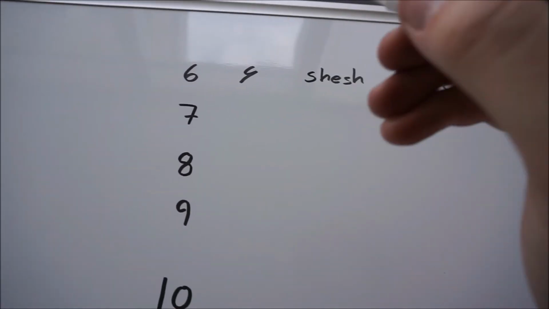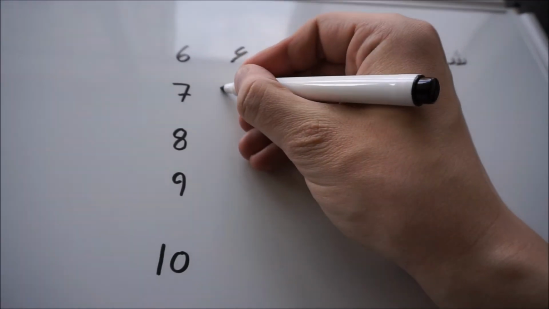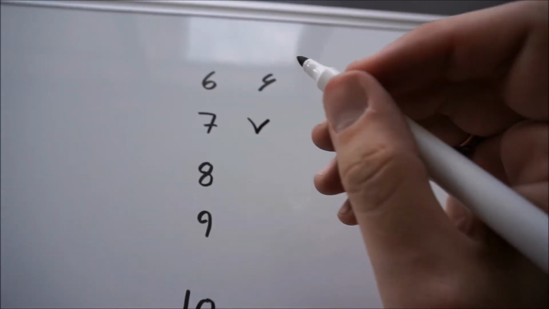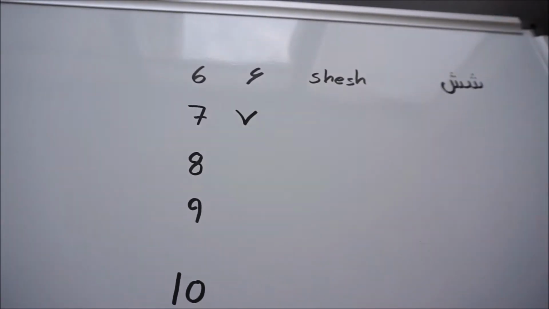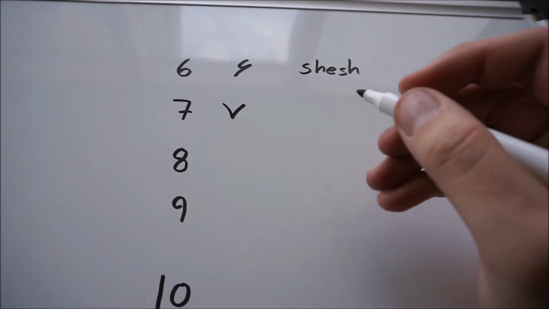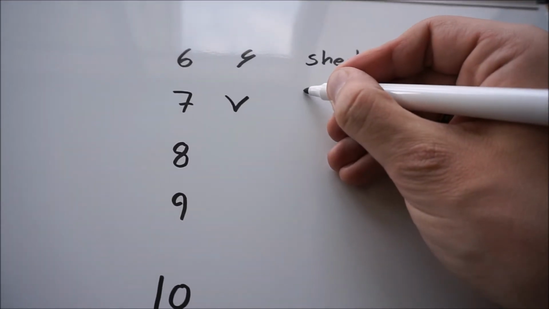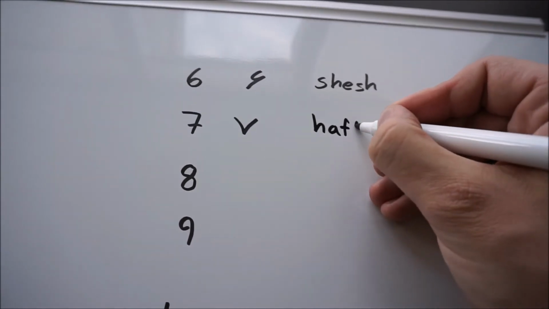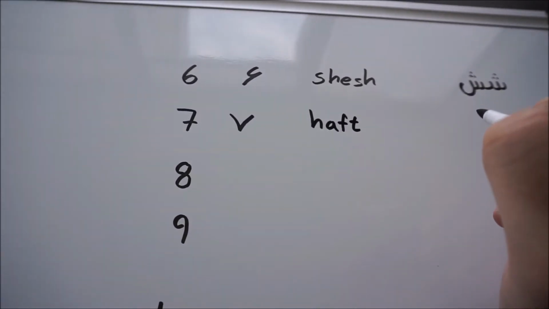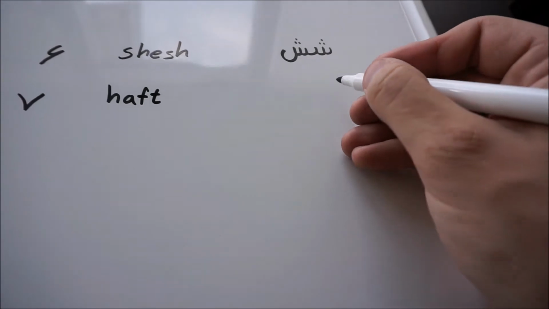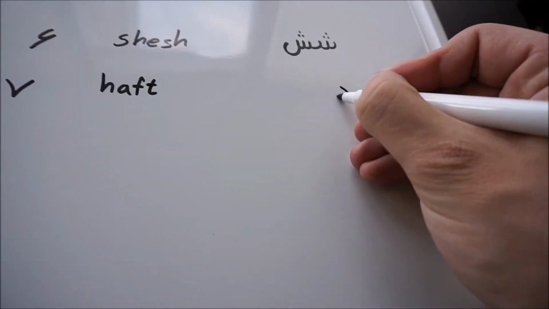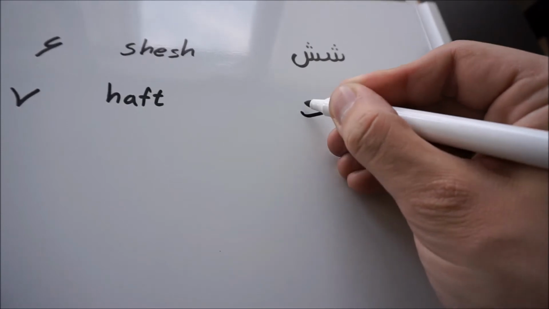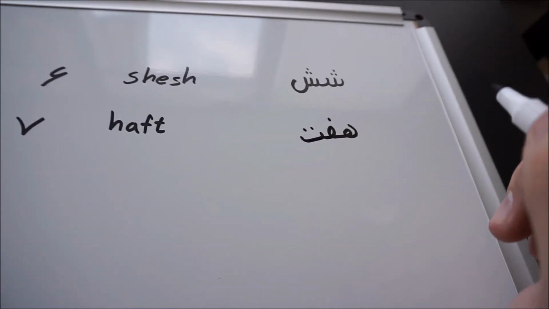Shesh. Number 7. The symbol for number 7 looks like this, which looks like a U or a downward arrow, basically. And number 7 is called haft. Haft. And haft is written like this in Persian.